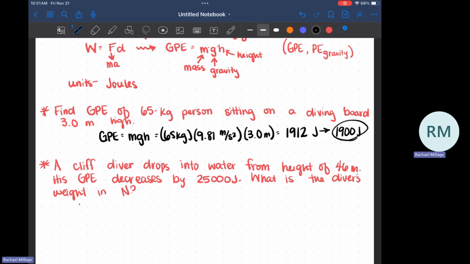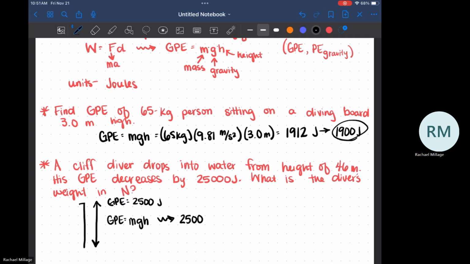We would say, okay, if our GPE decreases by 25,000, that means at the top, our GPE has to equal what? 25,000, right? And we know that GPE equals what three things? Mass, gravity, height. So we could say, okay, we know our GPE of 25,000 joules equals, we don't know the mass, we do know gravity of 9.81, or we're assuming gravity is 9.81. And what's the height? 46.